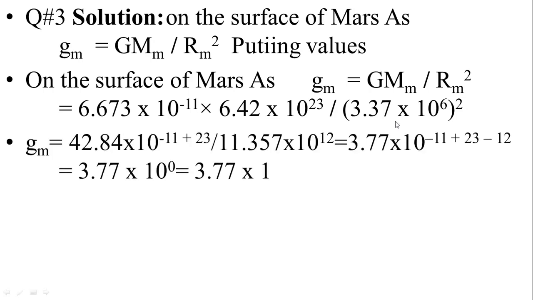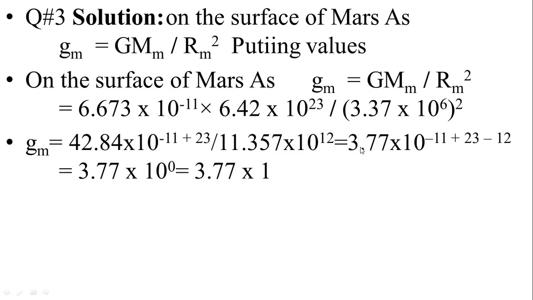We calculate the value by multiplying 6.673 by 6.42, which is equal to 42.84, multiplied by 10 raised to the power of minus 11 plus 23. Now taking the square of 3.37 is equal to 11.357, multiplied by 10 raised to the power of 6 squared, which is equal to 10 raised to the power 12.